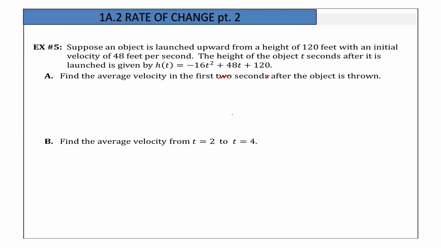Okay, so we're going to modify my notes to match yours. So we're going to find the average velocity in the first second after the object is thrown, and we're going to do so by finding the separate intervals. So right now we're going to do 1 and 1.1. We're then going to find the other: 1 and 1.01, right? And then we have 1.1, 1 and 1.